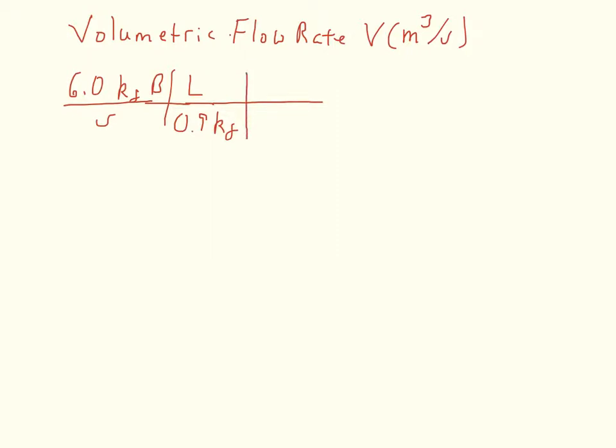And then we convert the liters to cubic meters because the problem specifically says cubic meters per second. So we have 1,000 liters per cubic meter. So liters cancels and kilograms cancel, and I'm left with cubic meters per second. And this was 6.67 times 10 to the minus 3 cubic meters per second. We do the same thing with the toluene.